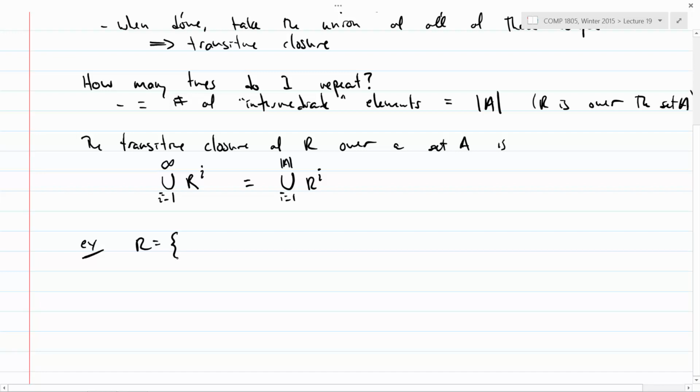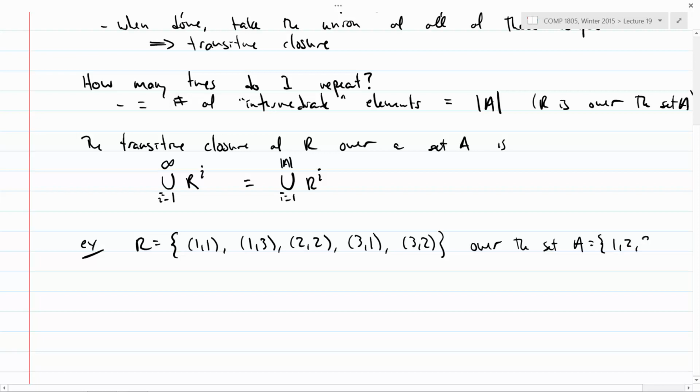So let's let R be the relation (1,1), (1,3), (2,2), (3,1), and (3,2). And this is over the set A, which is {1, 2, 3}. So we know, just by looking at the size of A, we're going to have to go to at most R to the 3. And because R to the 1 is just R, that means we're going to have to do at most 2 compositions. Does that make sense?